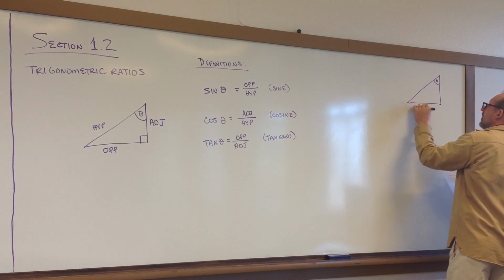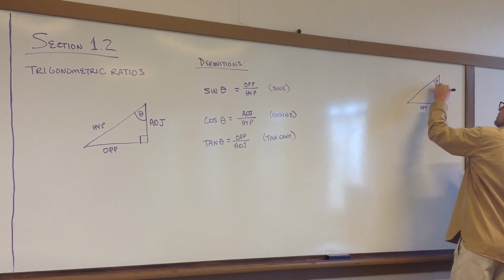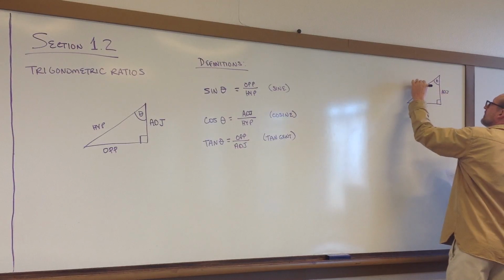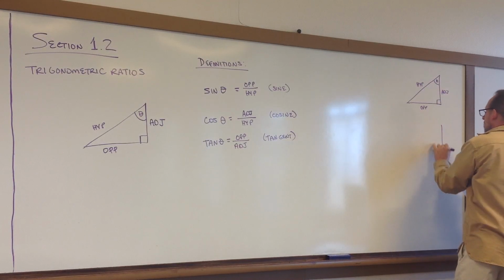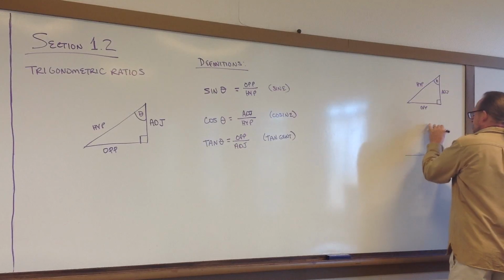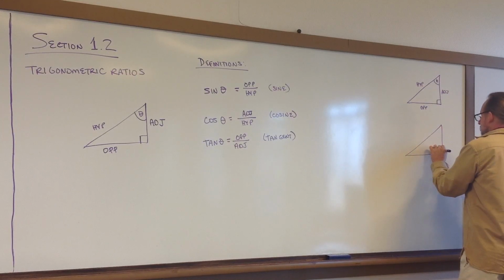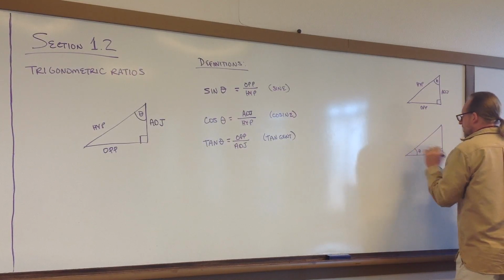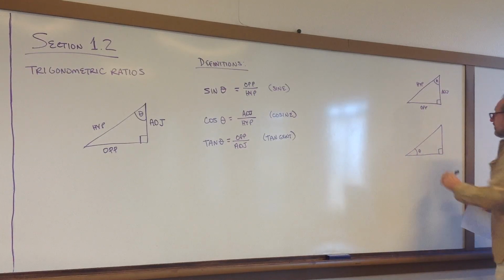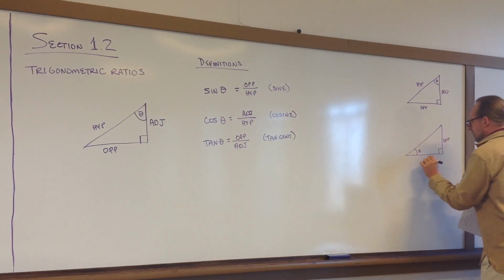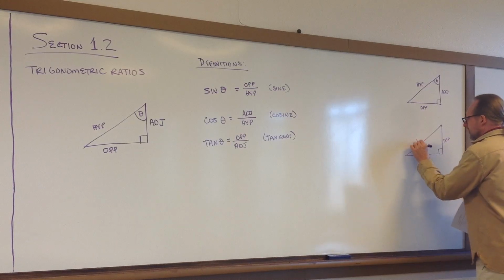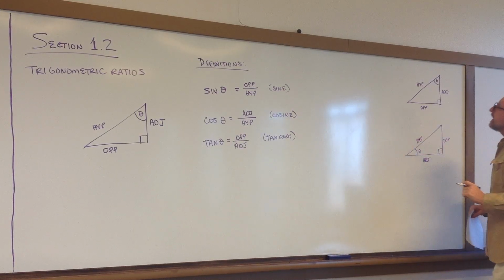There's theta. There's the side opposite. There's the side adjacent. There's the hypotenuse. One thing I didn't mention in the textbook is that obviously if you move the angle over to here, then this will be the side opposite, this will be the side adjacent, and the hypotenuse stays the same.